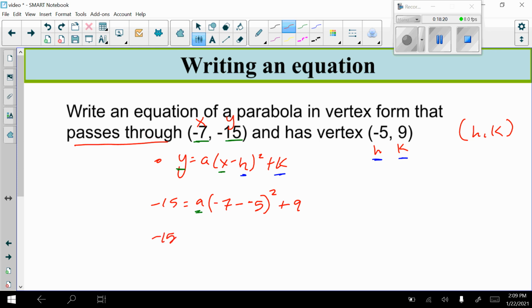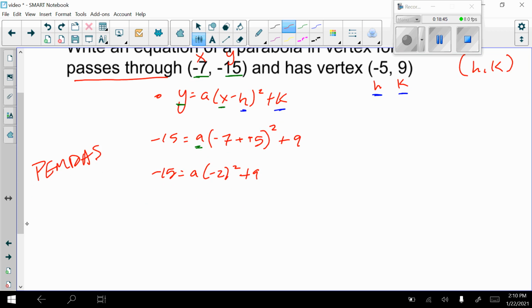So -15 equals a. We've got to figure out what's going on inside of our parentheses here. Remember our order of operations. I just want to do parentheses first. So -7 minus -5. Well, minus and negative, that's the same thing as adding. So -7 plus 5 is -2, squared. Okay, so I have -15 equals a times (-2) squared. That's the same thing as 4, right? Because that's -2 times -2.